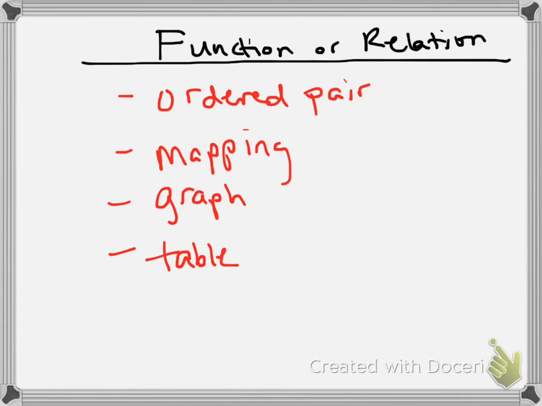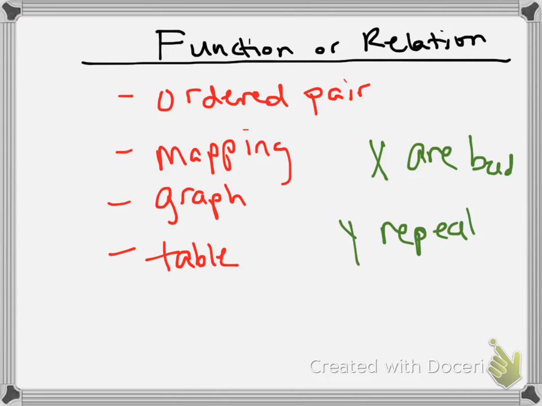In order to determine whether you have a function or a relation, basically what you're looking for is if a graph is a function, then you're not going to have any x values repeat. It doesn't matter what the y values do, the x's cannot repeat. So x's repeating is bad, y's repeating is okay.